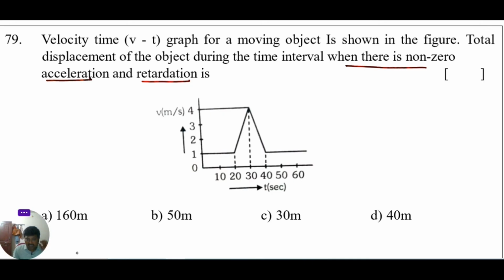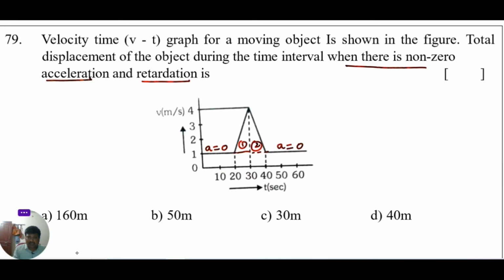Here in the velocity time graph, observe, the graph is parallel to the time axis. Parallel to the time axis means acceleration is equal to 0. Here also the graph is parallel to the time axis, that means constant velocity. Here also acceleration is 0. So in these two cases only, the acceleration is non-zero and retardation is non-zero. So find the displacement in these two cases.